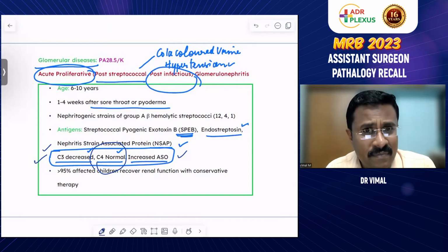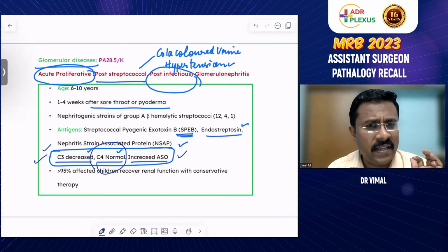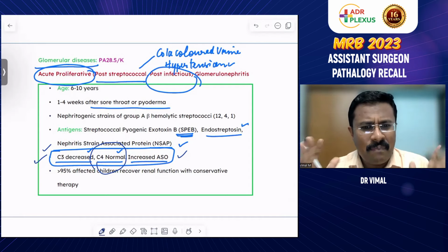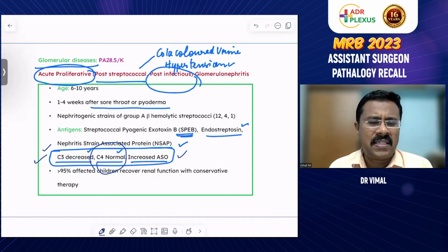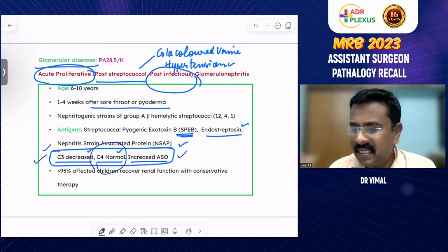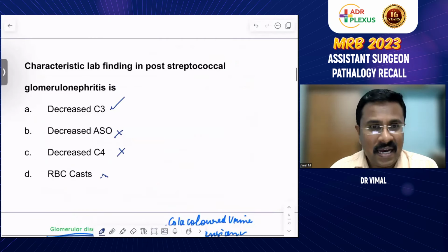And also, guys, please remember this point: almost 95% of children with streptococcal glomerulonephritis will recover their renal function, though it looks alarming, like cola colored urine. The patient recovers normal renal function with conservative therapy itself. Yes, I used to insist on this in our session. So you can see the exact question is getting repeated here.